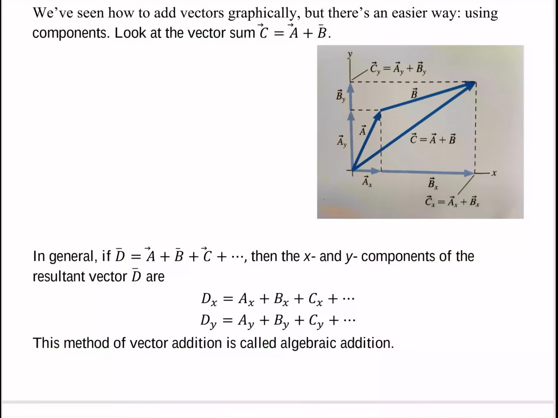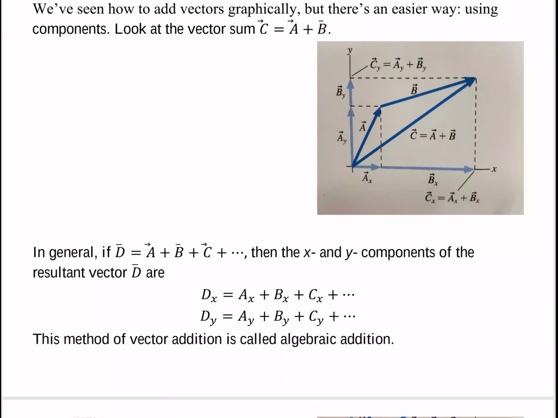Now, we can add vectors graphically, which is what we just did. There is an easy way using components as well. If we look at the vector sum C equals A plus B, in general I have vector A plus vector B. Graphically, I add those two vectors together, and I get vector C.